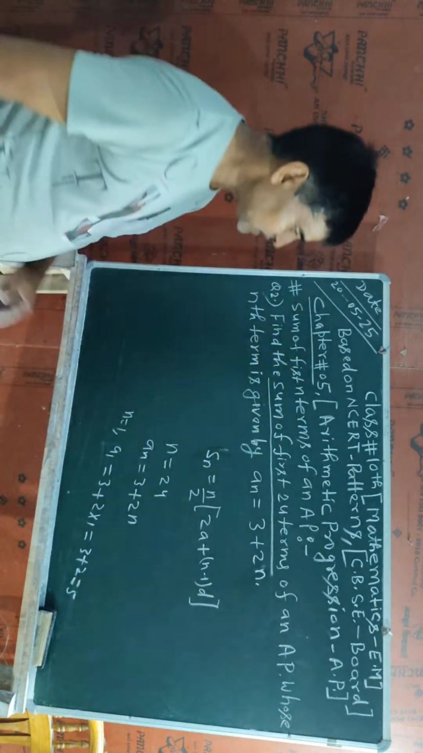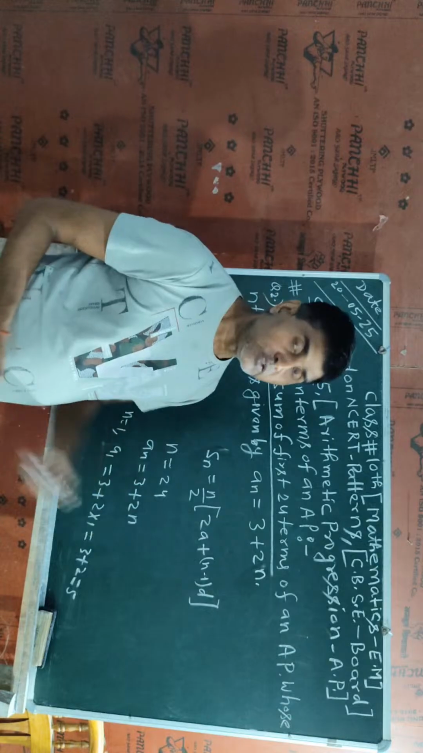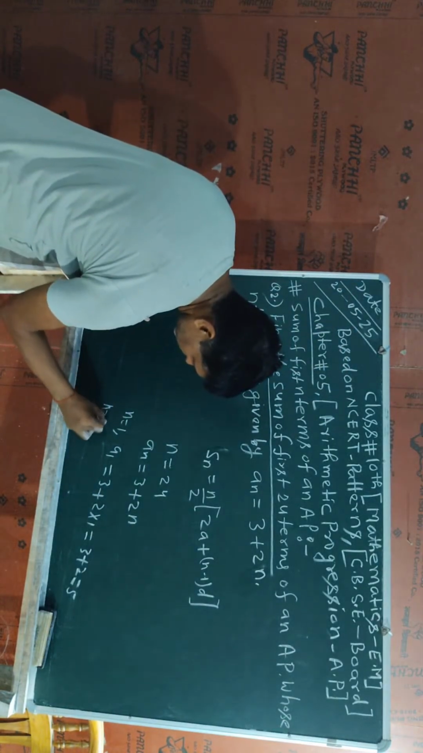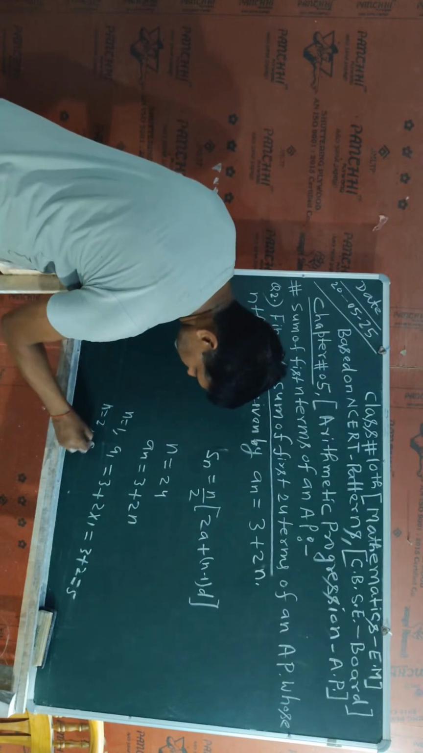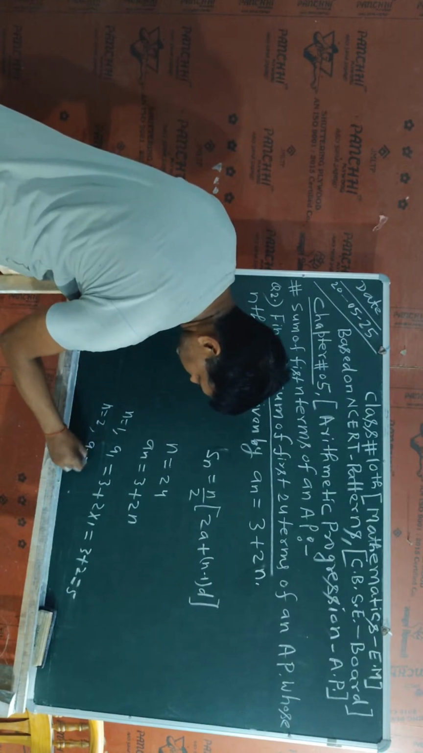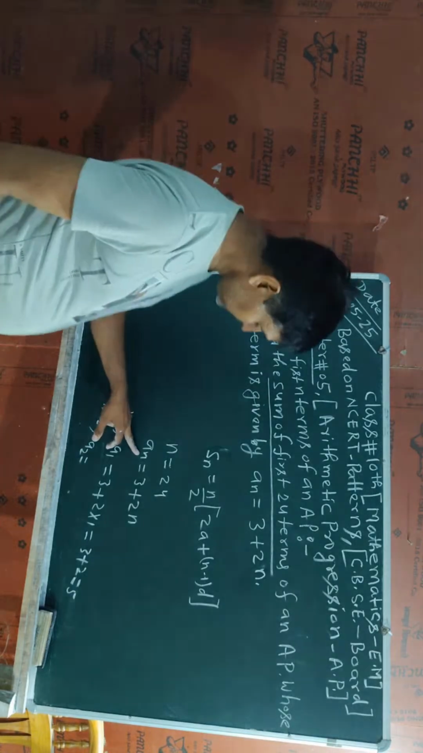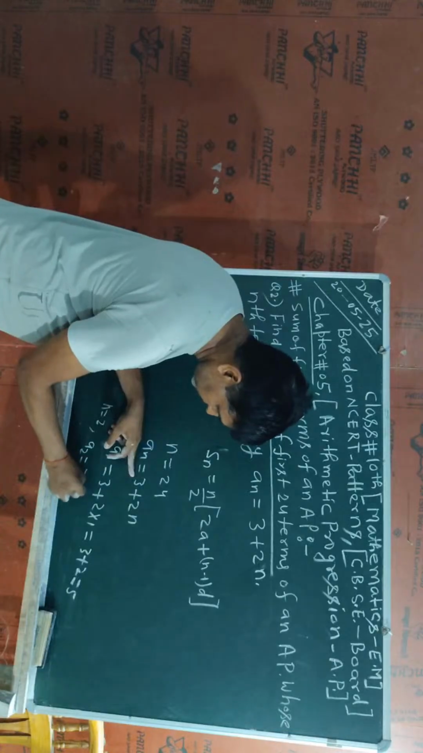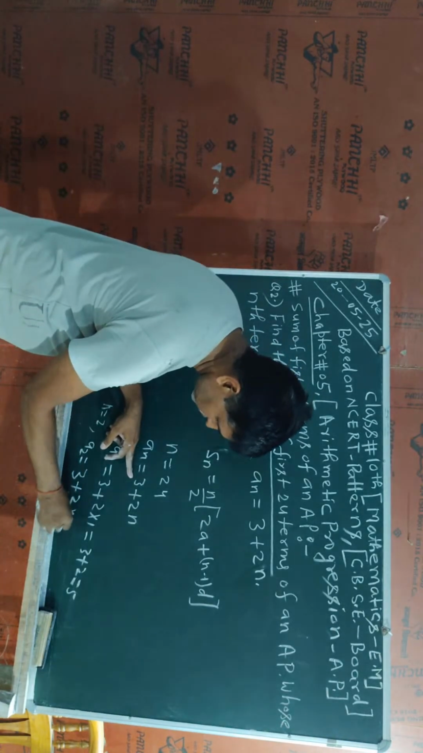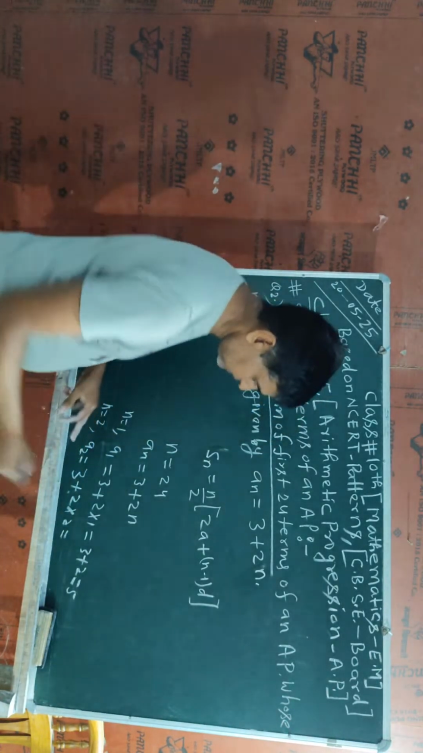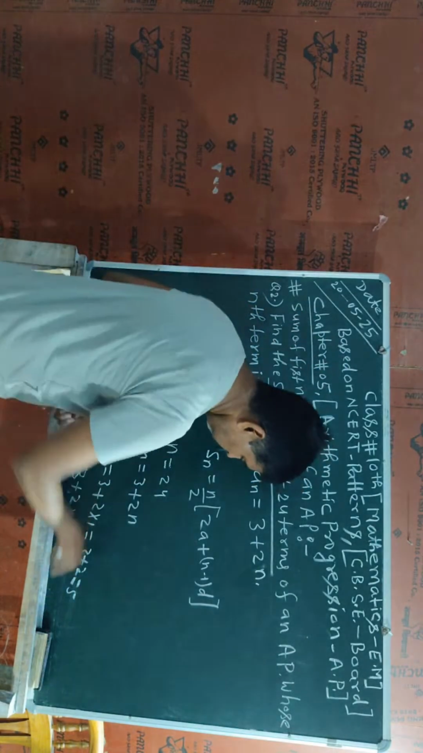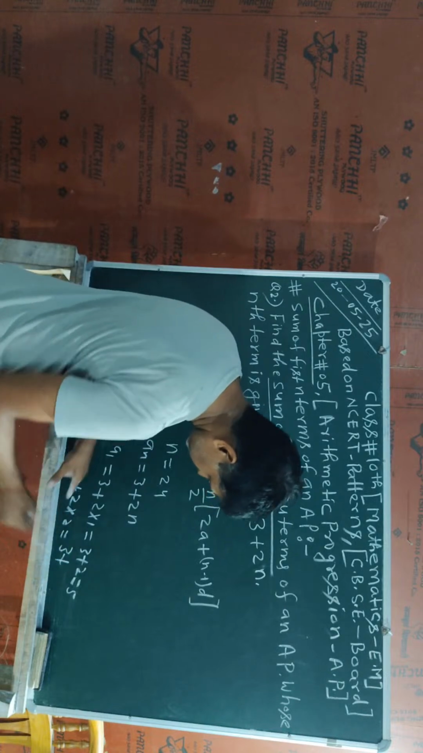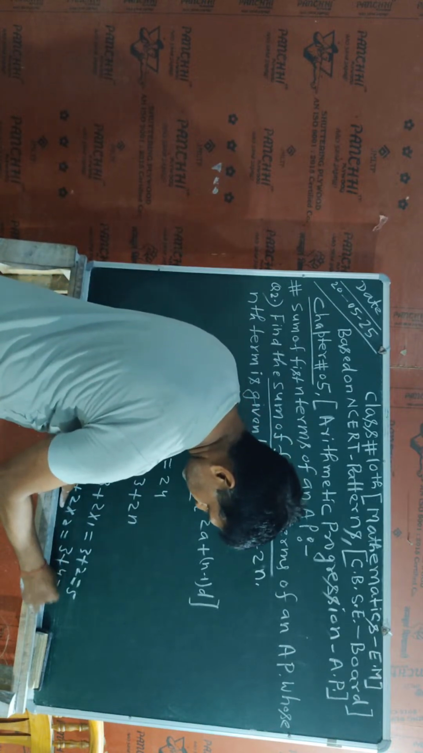The student also has to get the value of d, so that the common difference can be obtained. So the student has to put n = 2. After putting n = 2, the student has to get the value of a2, that will be 3 + 2 into 2. Again the student will write 3 + 2 into 2, that is 3 + 4, which will be 7.